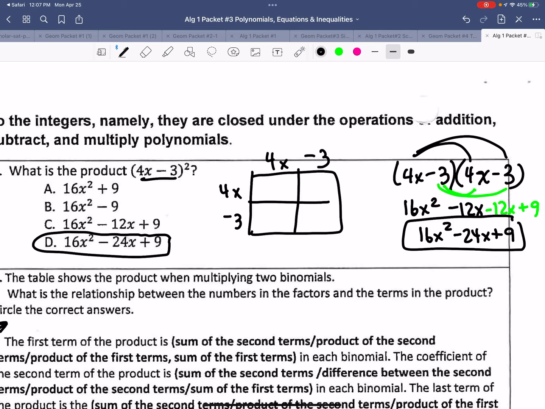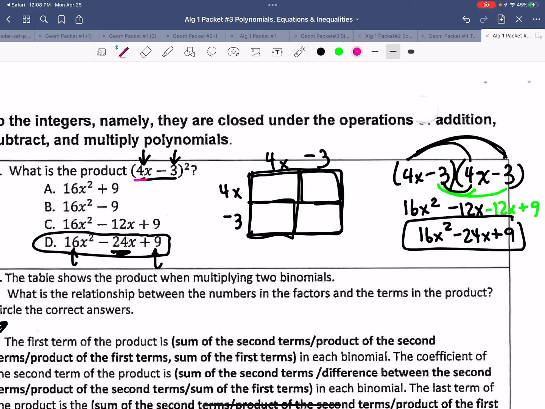See that? So this is 4x times 4x. This is negative 3 times negative 3. And this is the combination of the 2 terms in the middle, the inside terms and the outside terms. So some students like to do it in a box to help keep track of those 2 terms.